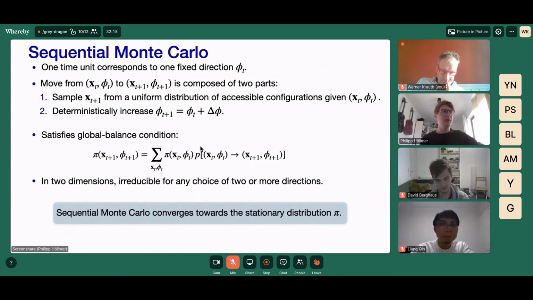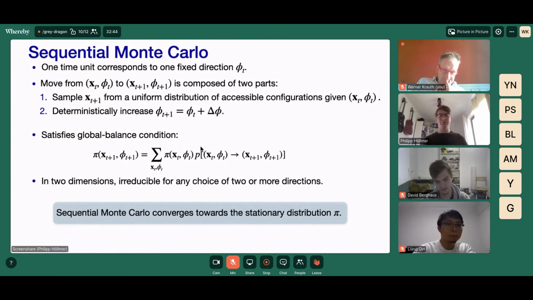I haven't written down the proof for the global balance condition here, but you can find it, of course, in our paper. But it's basically very simple, because this first step here, where I draw a new position with a uniform distribution, is reversible, so it satisfies detailed balance. And the second step has a very simple deterministic form. And if you combine these 2 simple ingredients, you can easily show the global balance condition.